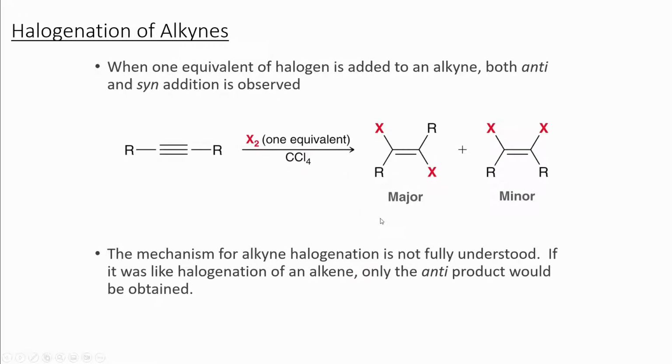When one equivalent of halogen is added, we obtain both the anti and the syn addition products. The major product will be the anti-halogenation product. And the mechanism for the alkyne halogenation is not fully understood, but if it was the same as halogenation to an alkene, we would only observe the anti-product, which is not what the experimental data indicates.